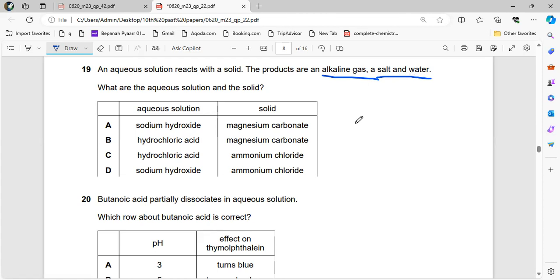Next is a salt. Now, we have two options with ammonium chloride, C and D. In C, they have given HCl. HCl is not a salt. Okay, so the other option is sodium hydroxide, which is the correct one.